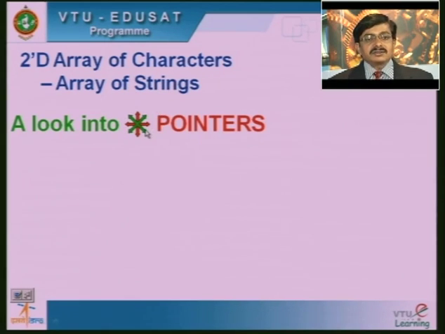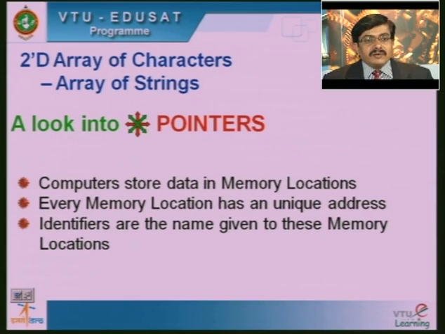Now, every computer stores data in a memory location. Every memory location has its own unique address, whatever data we are processing in the system. Every piece of data is stored in a memory location, and every memory location has a unique address. In programming, identifiers are what we use to identify memory locations, so identifiers are the names given to these memory locations.